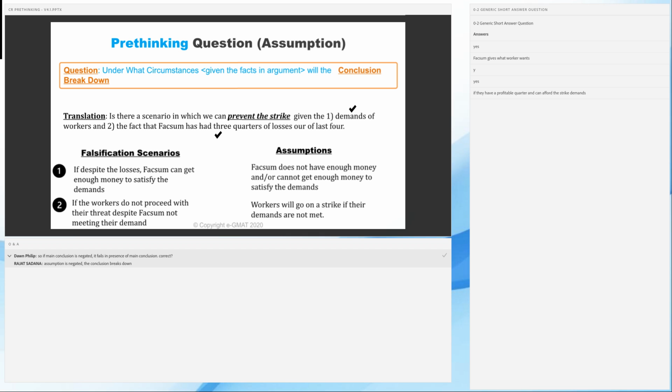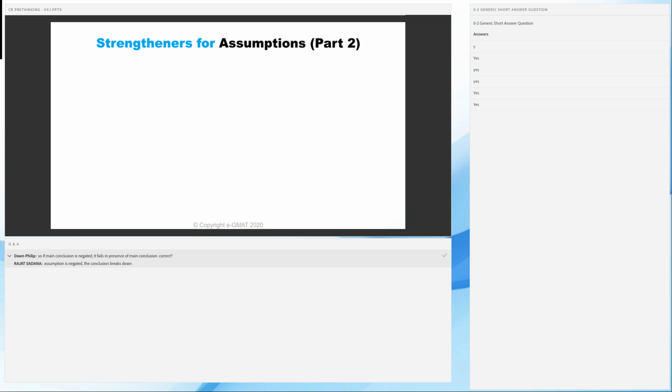Okay. And you guys are coming up with really good answers as well. So if this is the way in which the conclusion breaks down, then the assumption is that Faxam does not have enough money or cannot get enough money. If this is the way in which my conclusion breaks down, then my assumption is that the workers will go on a strike even if their demands are not met. The pre-thinking assumptions, are both of these clear? Can you see how we went through the process and came up with these? We figured out how we're going to break the conclusion, and then we came up with assumptions.